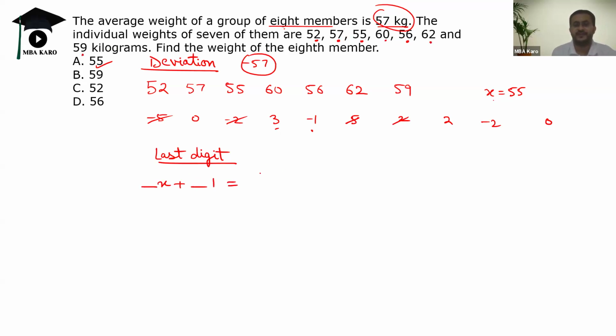Gives us 57 into 8. So when you do 57 into 8, no need to calculate. 7 into 8, the last digit is 6. So x means the last digit should be 5. There is only one option with last digit 5.